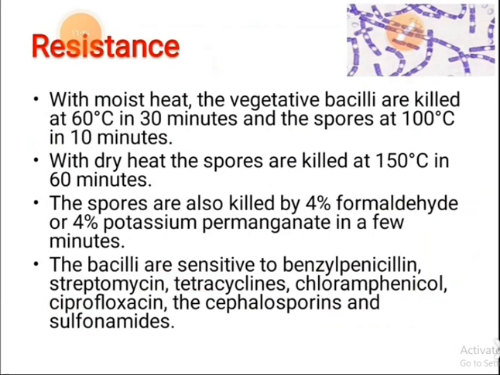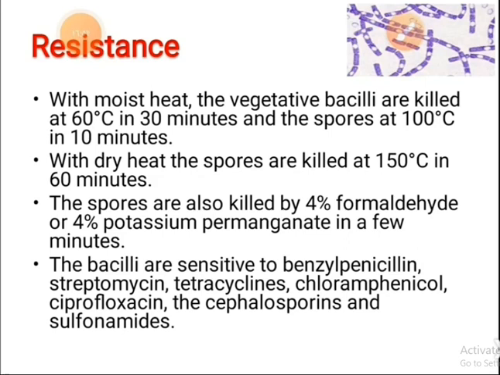and temperature range. With moist heat, the vegetative bacilli are killed. The vegetative bacilli are killed at 60 degrees centigrade in 30 minutes, while the spores in moist heat remain and are only killed at 100 degrees centigrade for 10 minutes. At 100 degrees for 10 minutes, after that they will be killed.